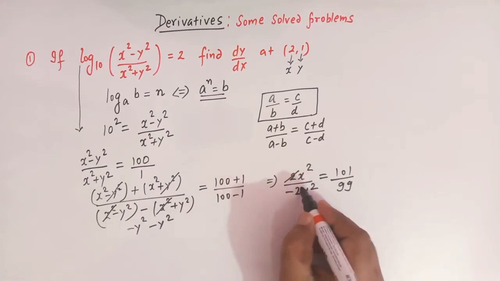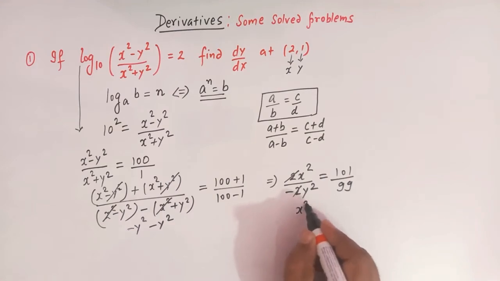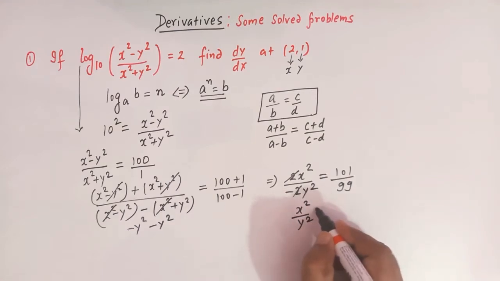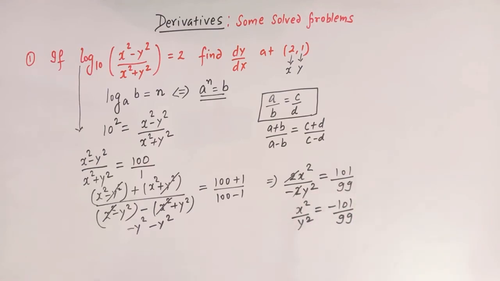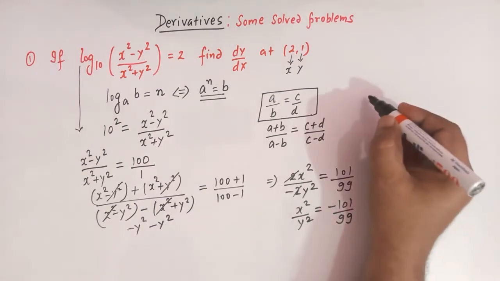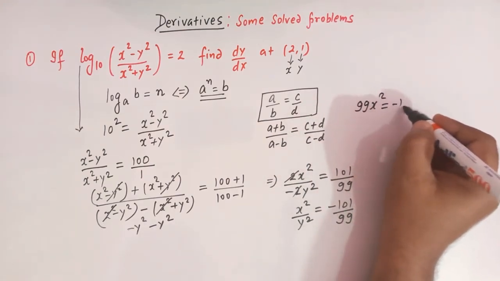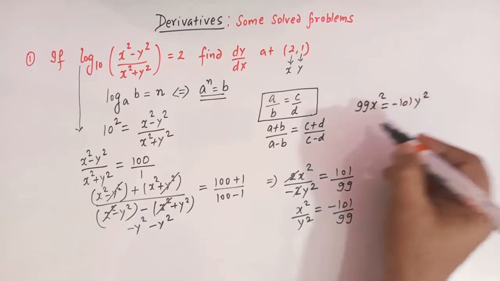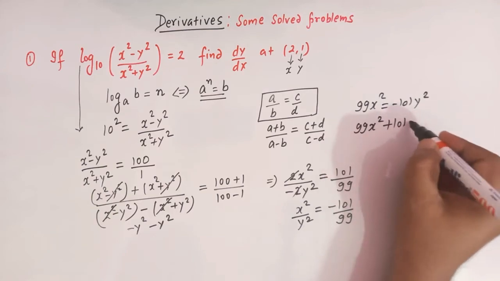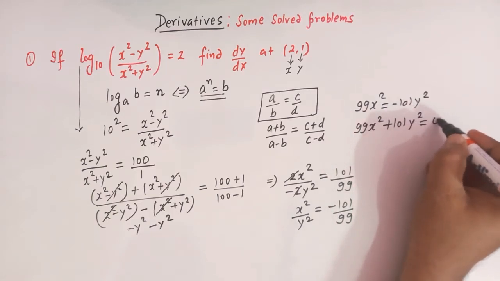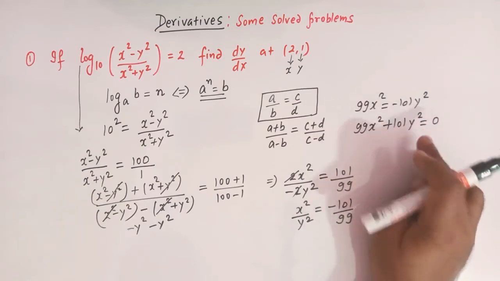So now we can cancel these two, and we have x square over y square is equal to minus 101 over 99. So this can be written as 99x square is equal to minus 101y square, and this is 99x square plus 101y square is equal to 0. So now we can differentiate both sides with respect to x.